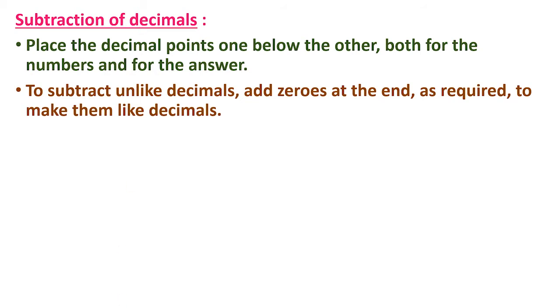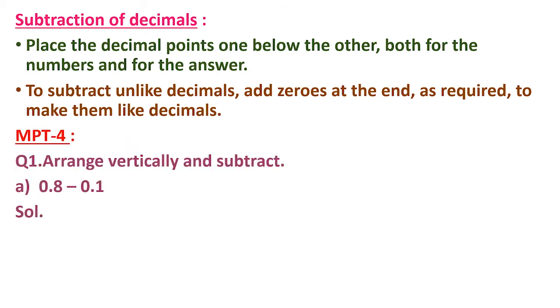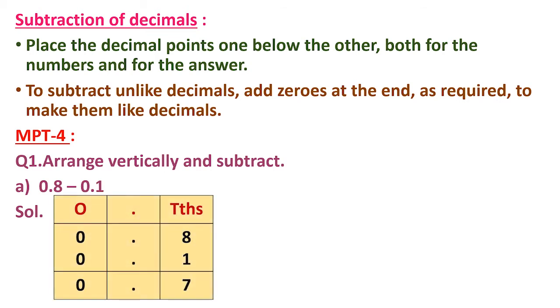The next topic is subtraction of decimals. Here also we write the decimal points one below the other for both the numbers and the answer. To subtract unlike decimals, we add 0 at the end as required to make them like decimals. The first question is: arrange vertically and subtract, that is 0.8 minus 0.1. We are subtracting here as we subtract whole numbers.